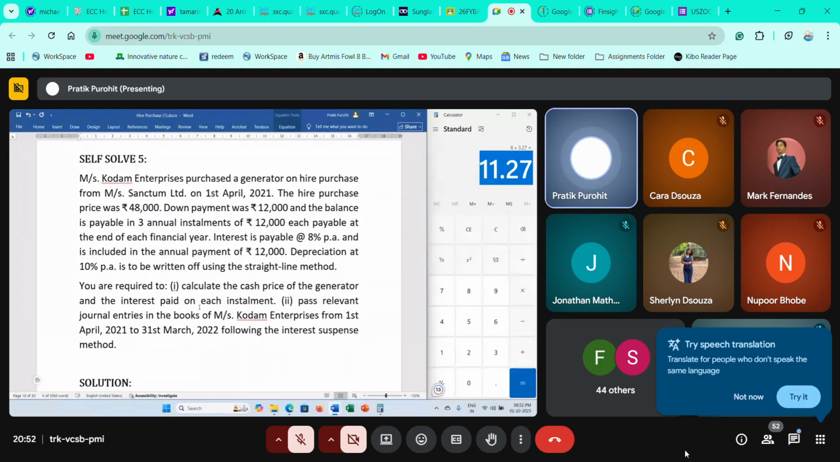If entries is not asked, only calculation of this particular part is asked, your solution ends there. So you don't have to do anything further. Okay, so let us see this problem.